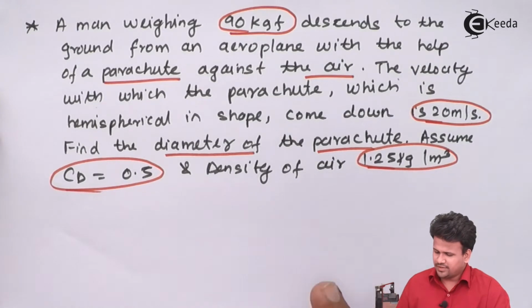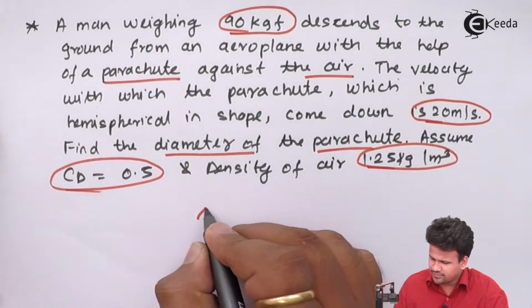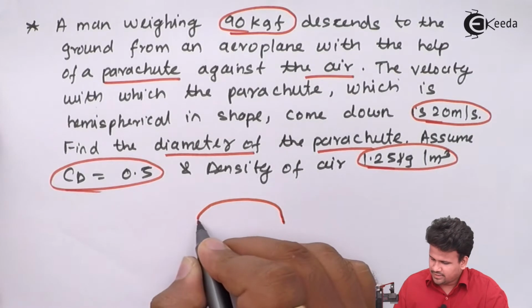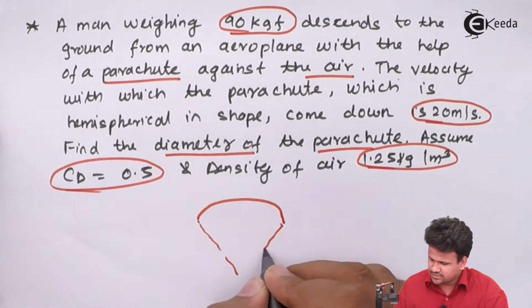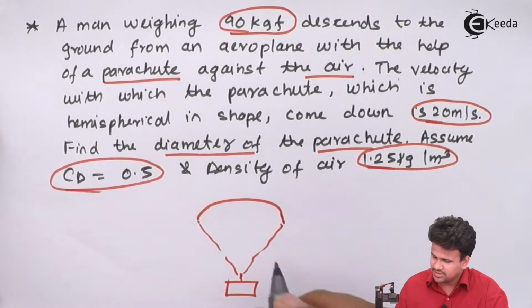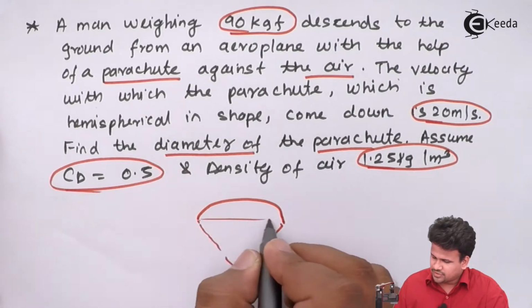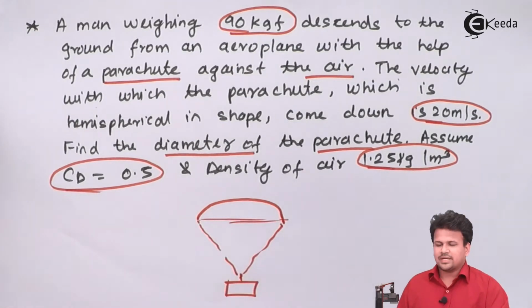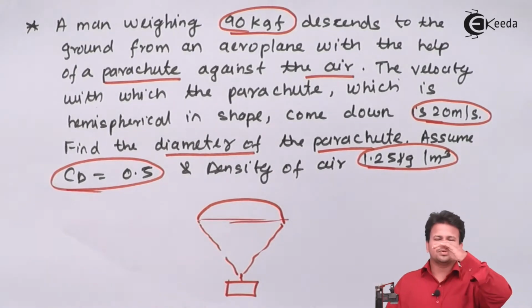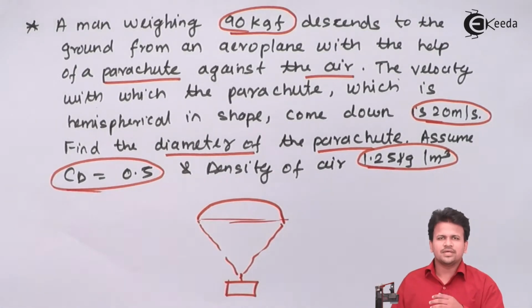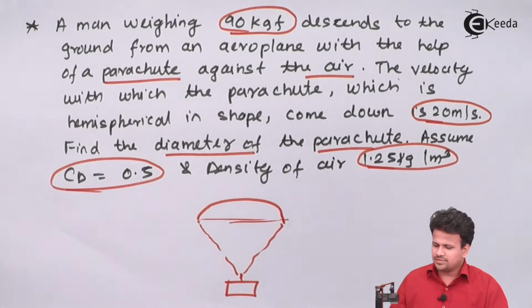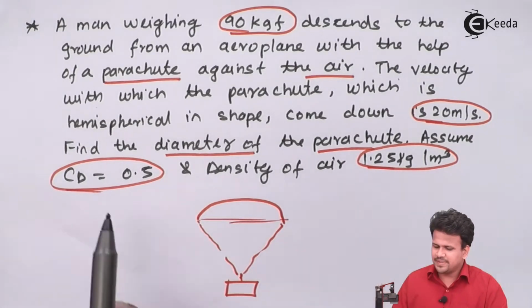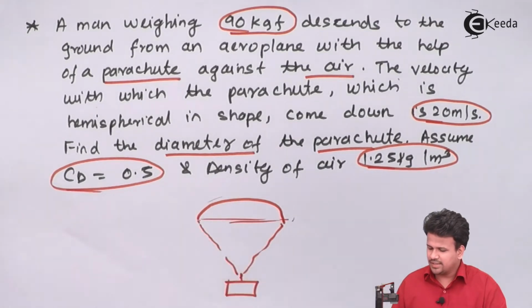So there will be a parachute over here which is hemispherical in shape, and a man is attached to this parachute. Let us consider the man as a box, and this is the parachute, which is hemispherical in shape. Now this parachute will come down through various layers of the fluid. While it is coming down through the various layers of the fluid, there will be an increase in the drag. This drag will depend on the area of this entire hemisphere.